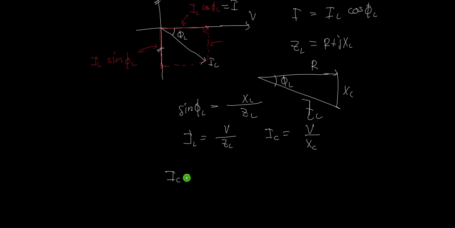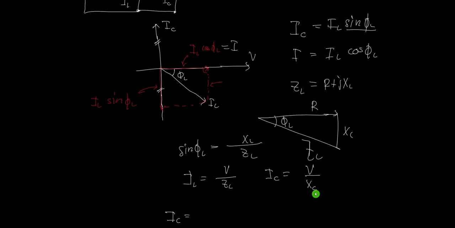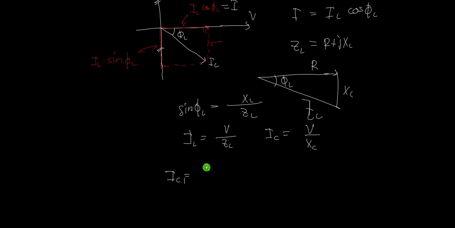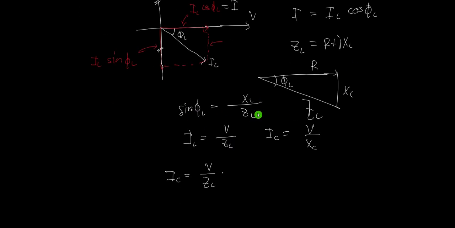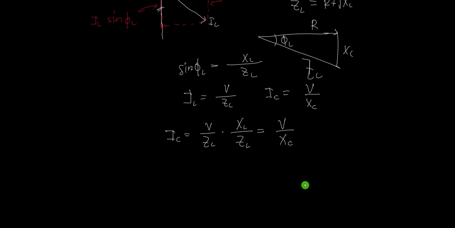So IC will be equal, from here, to IL times sine phi. Our IL is V over ZL. You multiply that with what? We multiply it with sine phi L. Sine phi L, we already solved that here. That is X of L all over Z of L. And this is equal to, because IC is equal to V over XC, V all over X of C. Then we can cancel out the voltage, and we have remaining, we can cross multiply, ZL squared will be equal to XC times XL. XL times XC.